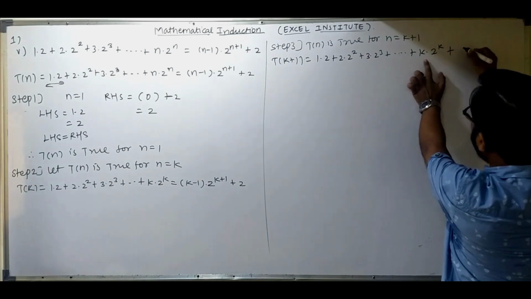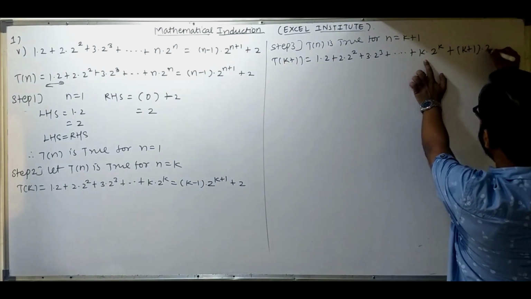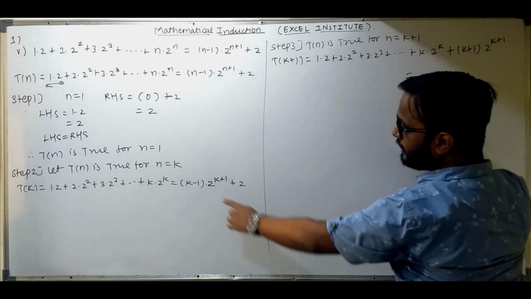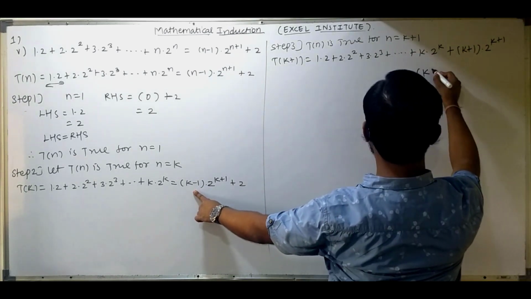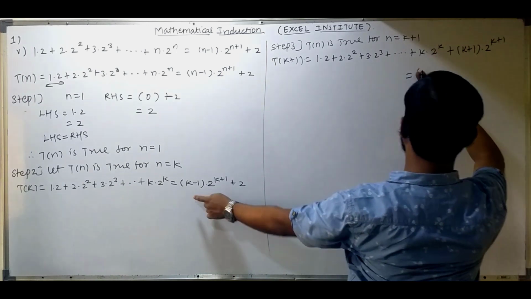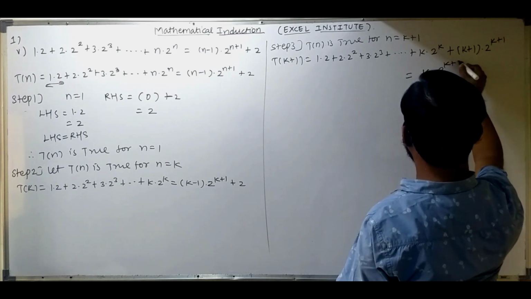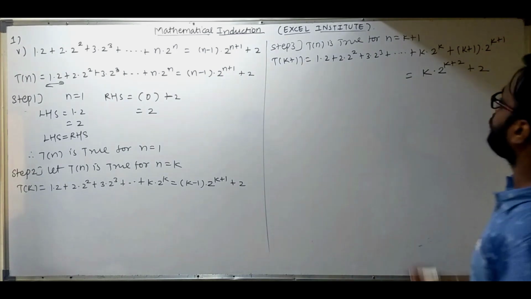So this is the kth term. So what will the K plus 1 term be? Replace K by K plus 1. So K plus 1 into 2 raised to K plus 1 is equal to, replacing K by K plus 1, K plus 1 minus 1, so that is K only, K into 2 raised to K plus 1 plus 1, that is K plus 2, plus 2. So you have to prove this.